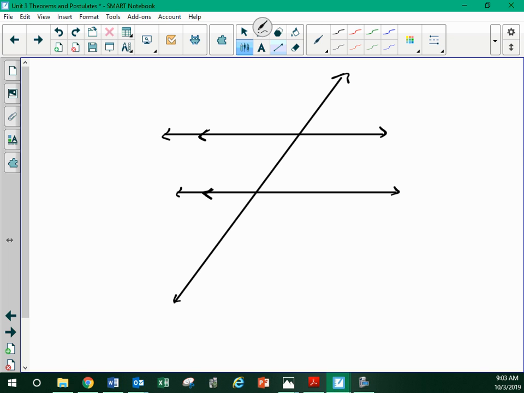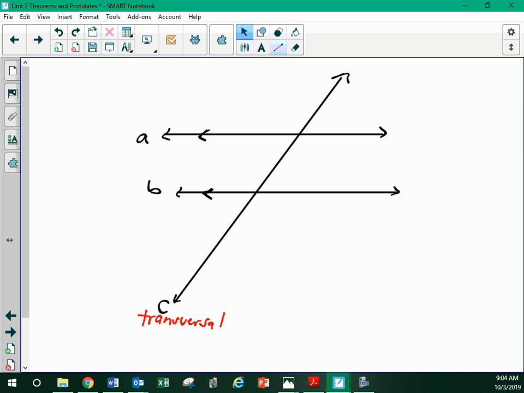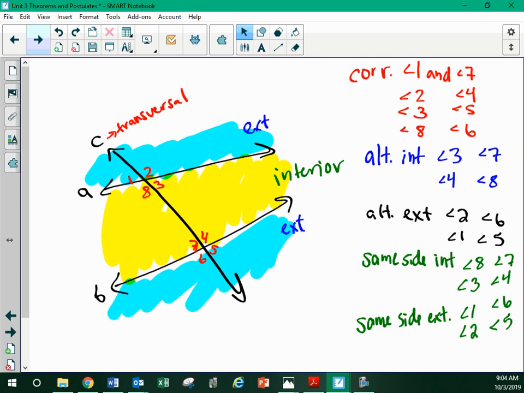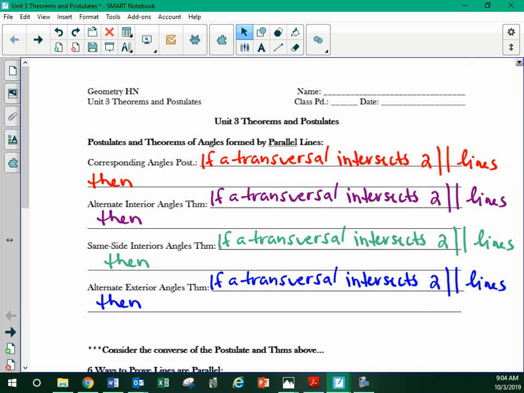Alright, so what I have here are 2 parallel lines. I'm just going to call this A and B, and my transversal C. So again, this is the transversal. Okay, so we're starting off with the corresponding angles postulate. The corresponding angles one is the only one that is the postulate. The rest are theorems. If you mix that up, I'm not going to be picky with that, but just keep in mind it's corresponding angles postulate.